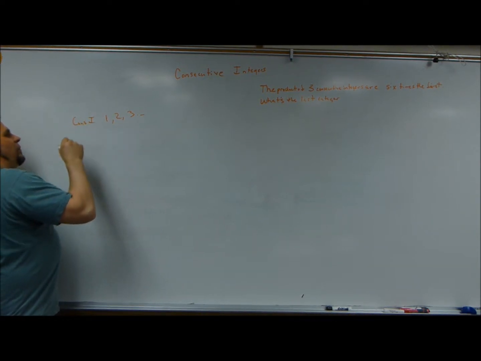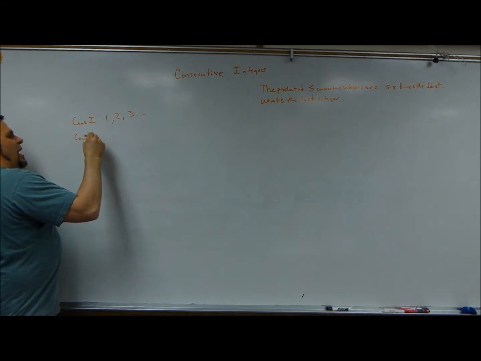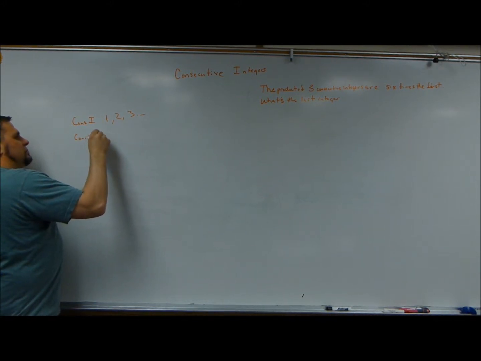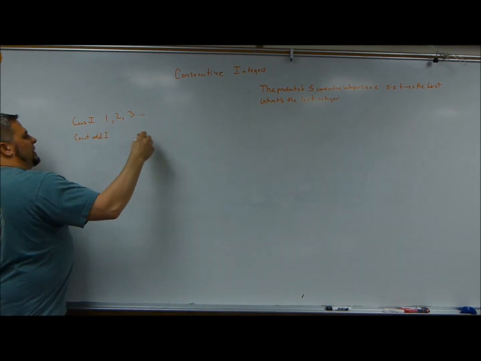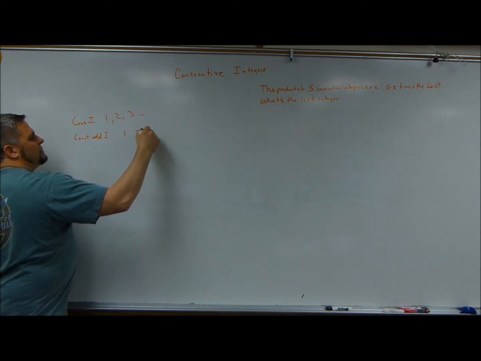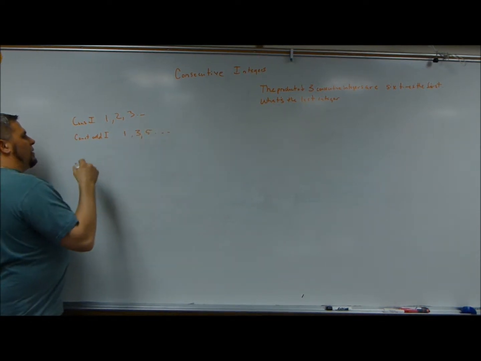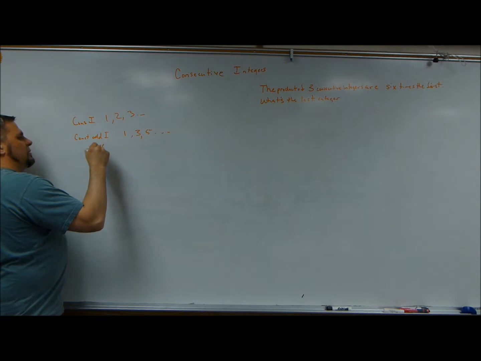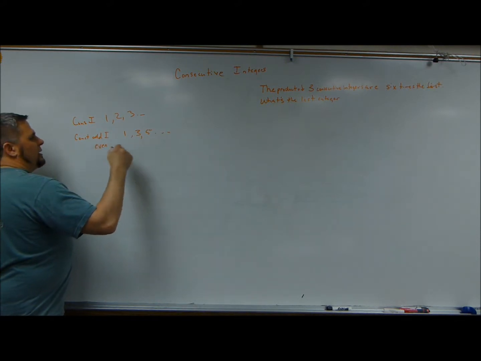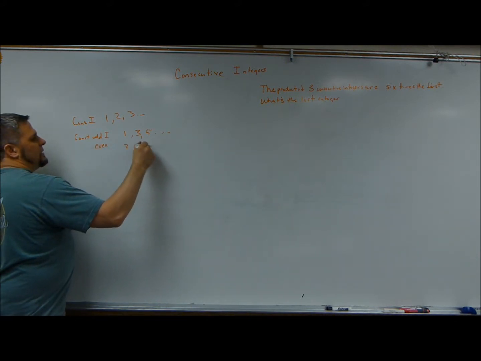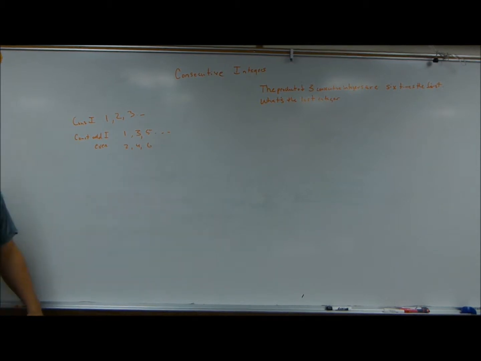But what about consecutive odd? They're 2 away. It'd be like 1, 3, 5, and so on. Or consecutive even: 2, 4, 6. They're 2 away also. Okay, so those are the 3 concepts that they're always going to toss at you.